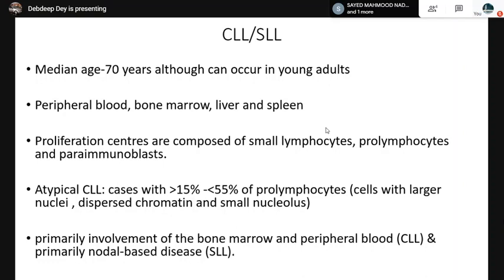Then we have these atypical CLL, in which cases have pro-lymphocytes between 15 to 55%. These are cells with larger nuclei, dispersed chromatin, and small nucleolus. Primarily there is involvement of the bone marrow and peripheral blood, and then primarily nodal-based disease, SLL.